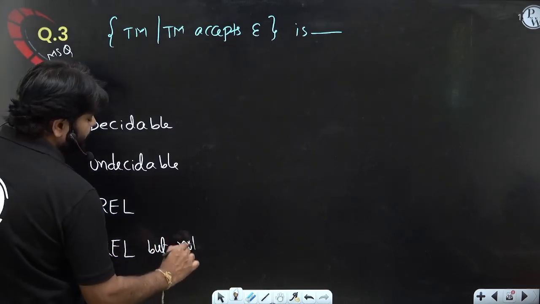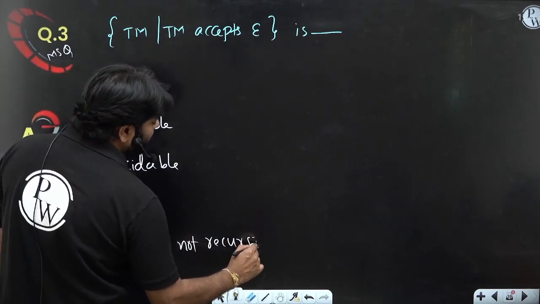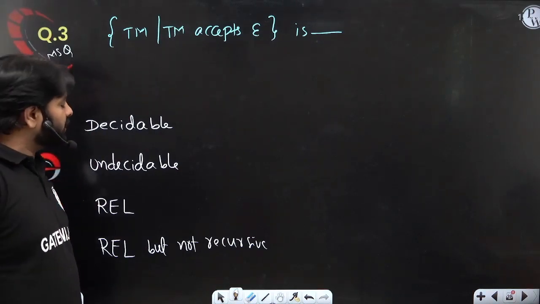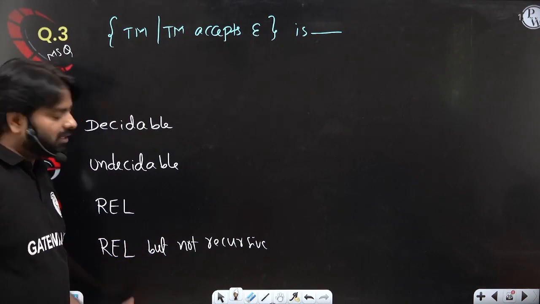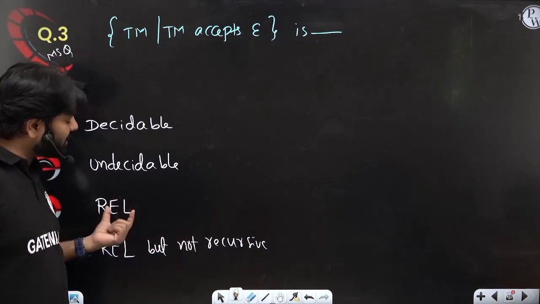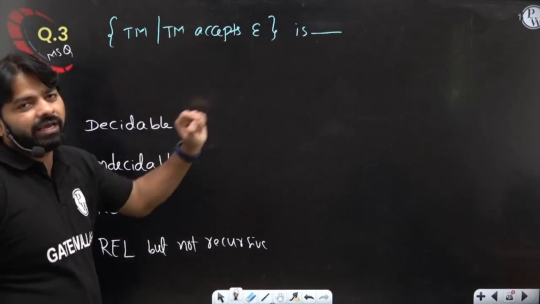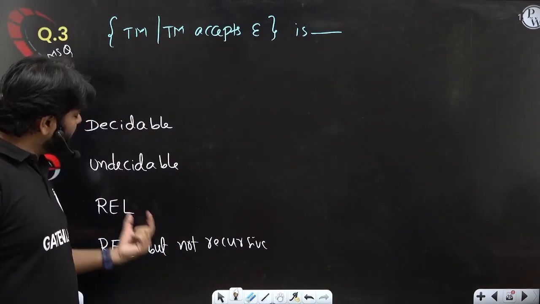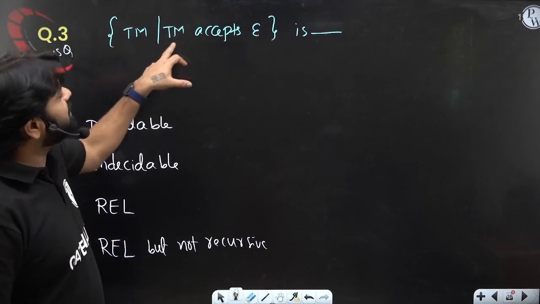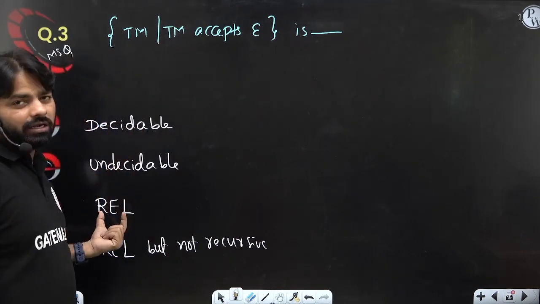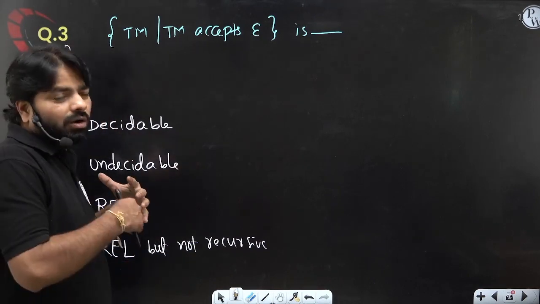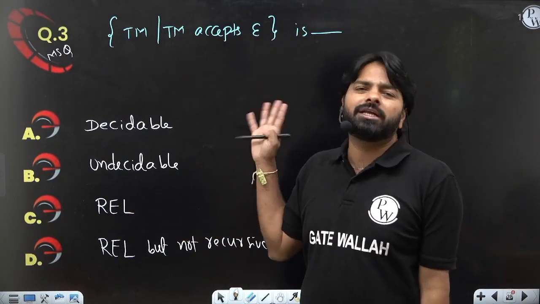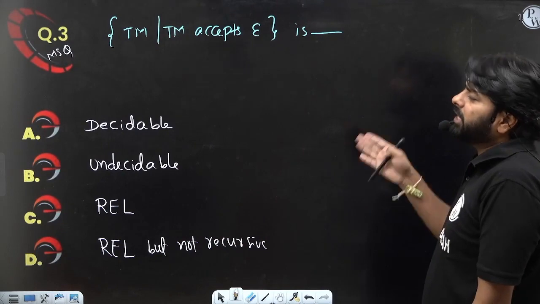It's very important to understand these lines, because I am asking only "is". Here many answers could be correct. Suppose you got the answer REL but not recursive. This one is also called REL, and it is also undecidable, because you are saying "is". If you get that it is decidable, then decidable is also REL. Also called here does not mean a synonym. Every decidable is REL, but REL need not be decidable. So use those implication statements.